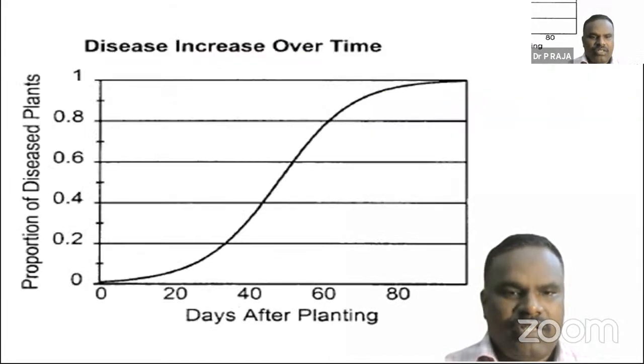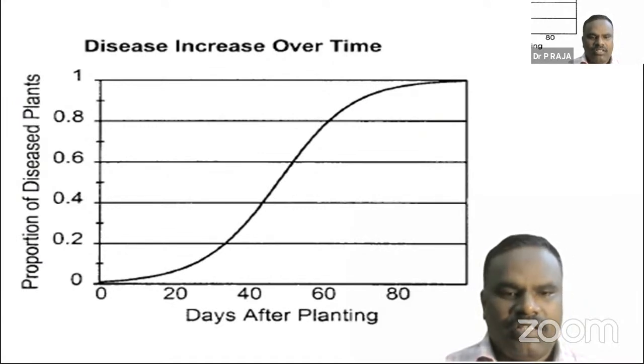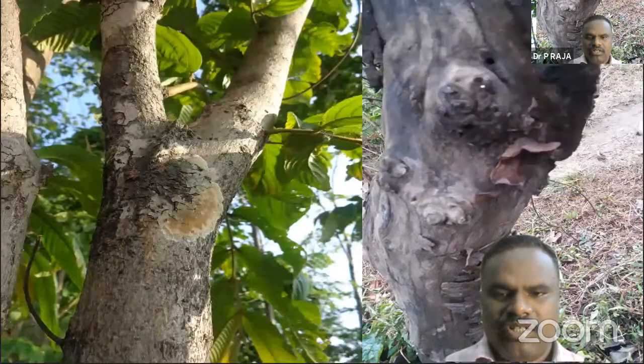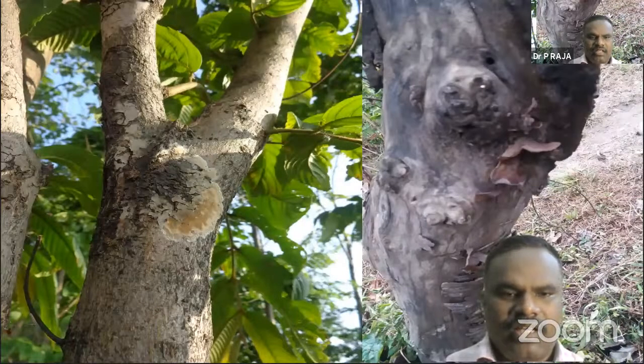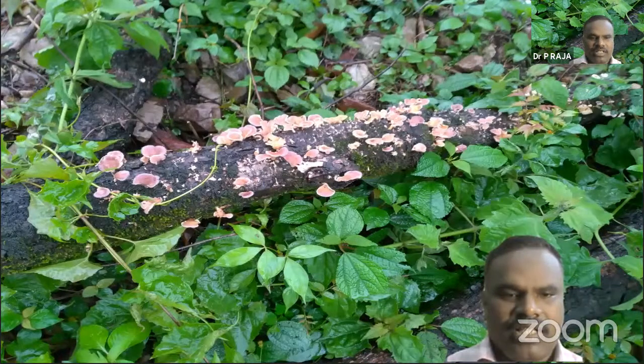So with this introduction, we can see the days after planting and the population of diseased plants over a time. If you look into this crop, as the days after planting increase, the susceptibility of the host will also increase, and thereby it is highly prone to the disease. And look at these trees, you can see the infection here on the trees, and another polyporous fungus which is attacking the wood logs.